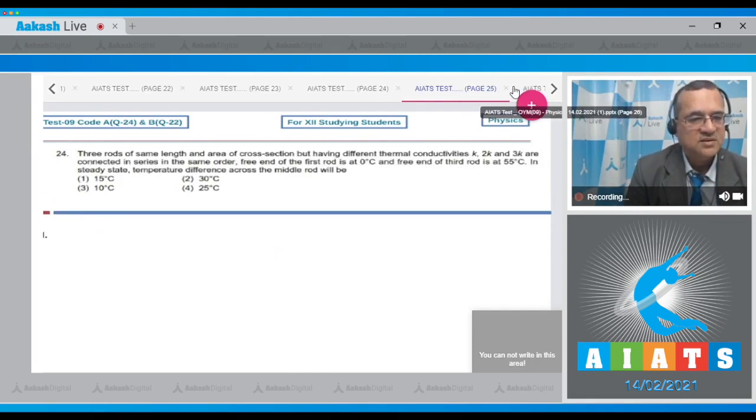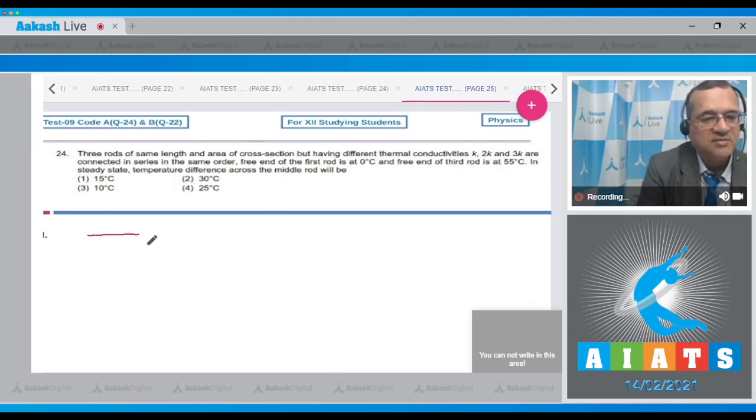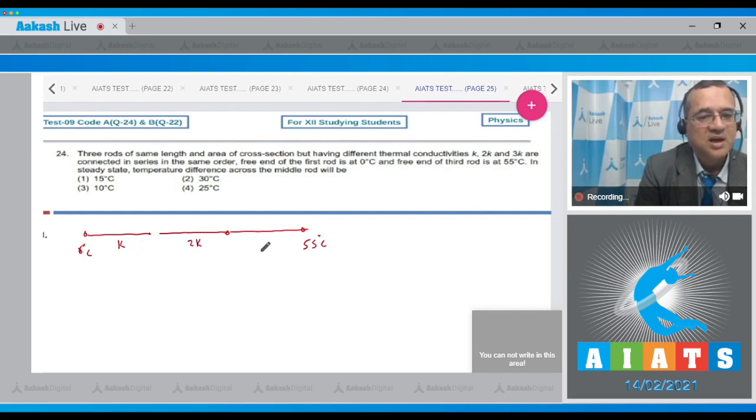Question number 24 is, three rods of same length and area of cross section but of different thermal conductivities. They are connected in series in the same order. The free end of the first rod is at 0 degrees centigrade and the free end of the third rod is at 55 degrees centigrade. In steady state, the temperature difference across the middle rod. Now if I draw the diagram, the first rod, this is 0 degrees centigrade and joined to another rod 2, and then the third rod. This temperature is 55 degrees centigrade and this was 0 degrees centigrade. The conductivity of these is K, 2K and 3K.